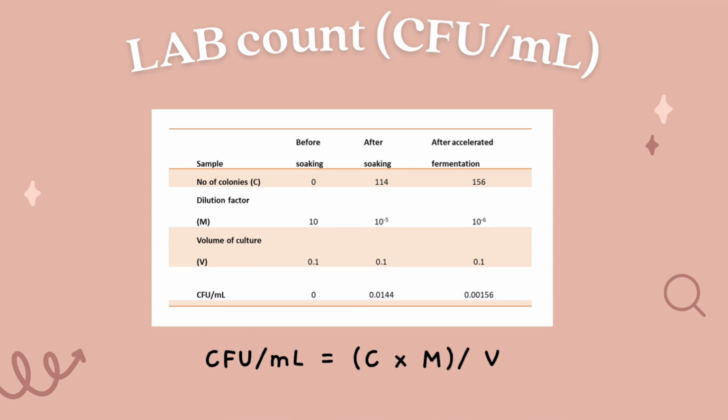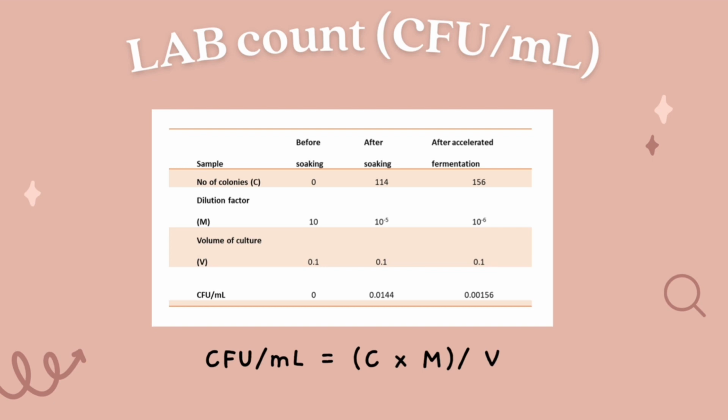Last but not least, I am going to be discussing the LAB count for the sample from before soaking, after soaking, and after accelerated fermentation. Before soaking, the LAB count was 0, meaning that there are no lactic acid bacteria that were detected on the MRS agar. After soaking, it increases to 114, and after accelerated fermentation, it increases to 156.